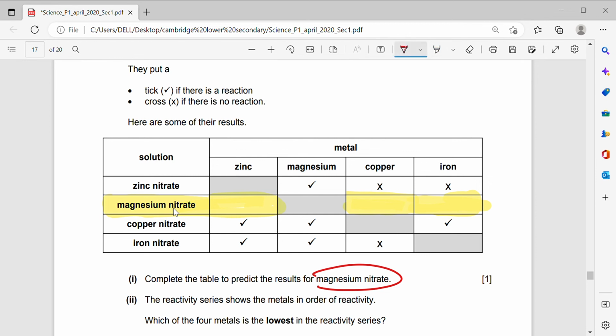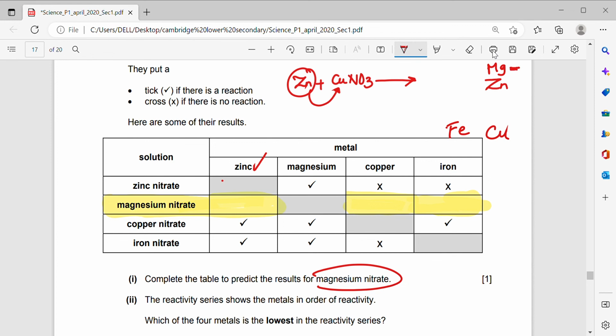So if zinc is added to copper nitrate, zinc replaces the copper. So zinc pushes it out. Zinc is more reactive, so copper is lower. Okay, zinc reacts with iron nitrate, so zinc pushed the iron, so iron is also below zinc. We finished zinc, let's go to magnesium. Magnesium pushes out the zinc, so magnesium is higher in the activity series. Magnesium pushes the copper, magnesium pushes the iron, so magnesium is on the top of my list.